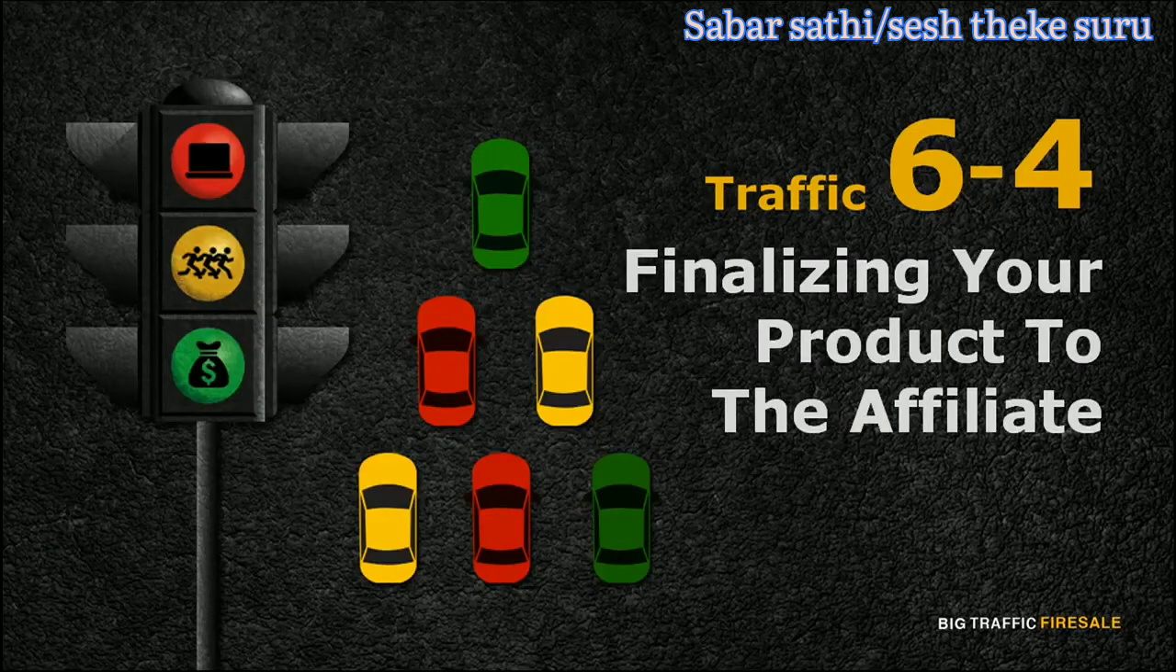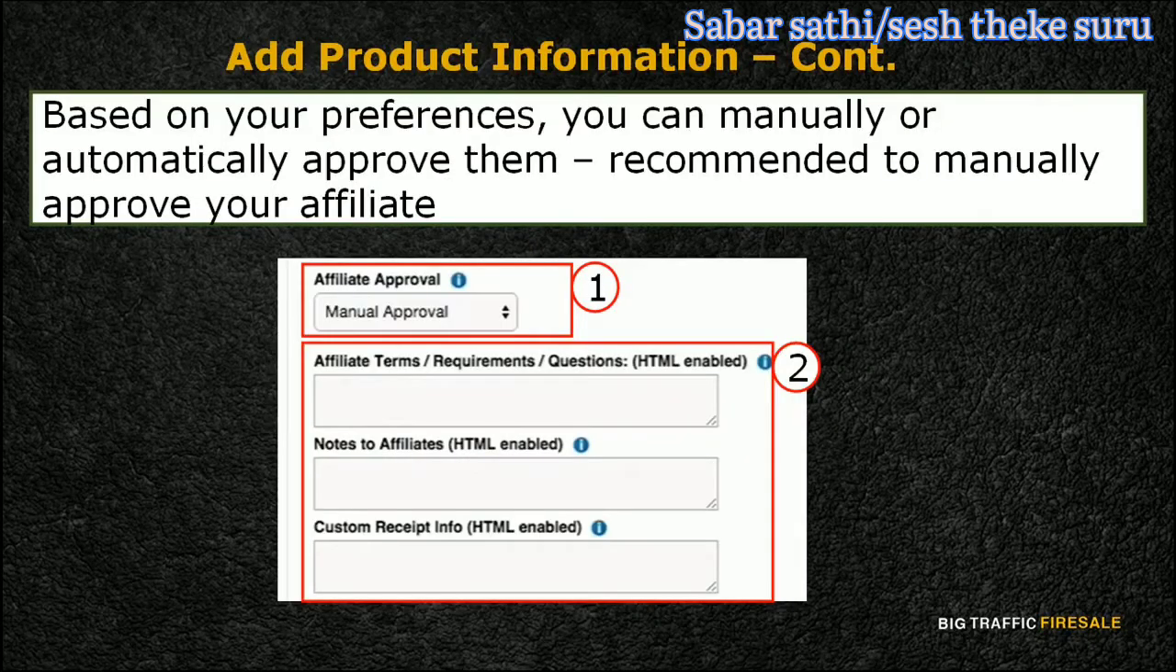In this final module, you are going to finalize your product information to your affiliate. Next item concerns both you and your affiliate. Based on your preferences, you can manually approve an affiliate or automatically approve them. It's recommended that you manually approve your affiliate by going through their profile. This is to ensure that no fraudulence is being practiced amongst affiliates without filtering them first.